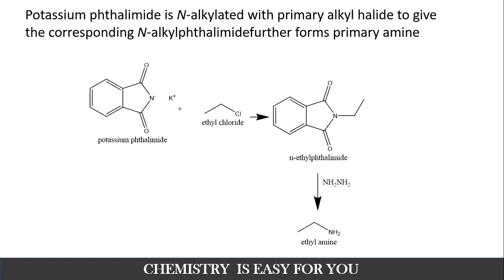In this, what happens is, the potassium phthalimide is N-alkylated with a primary alkyl halide to give the corresponding N-alkyl phthalimide, which further forms a primary amine. Here we can see the potassium phthalimide, and I have taken ethyl chloride as an example. So it will form N-ethyl phthalimide. That is, at the nitrogen position, the alkyl group gets attached, and further on reaction with NH2, it will form ethylamine. So this is the basic reaction in Gabriel synthesis of amines.